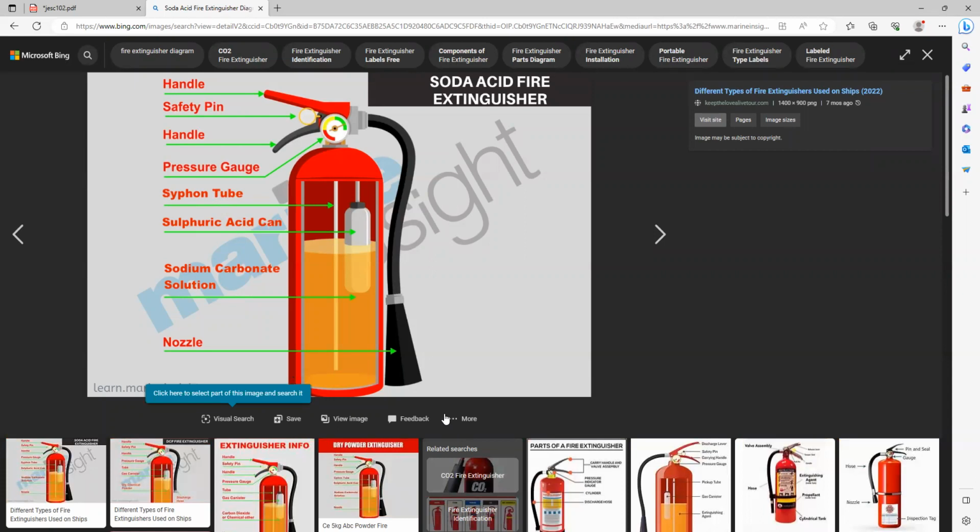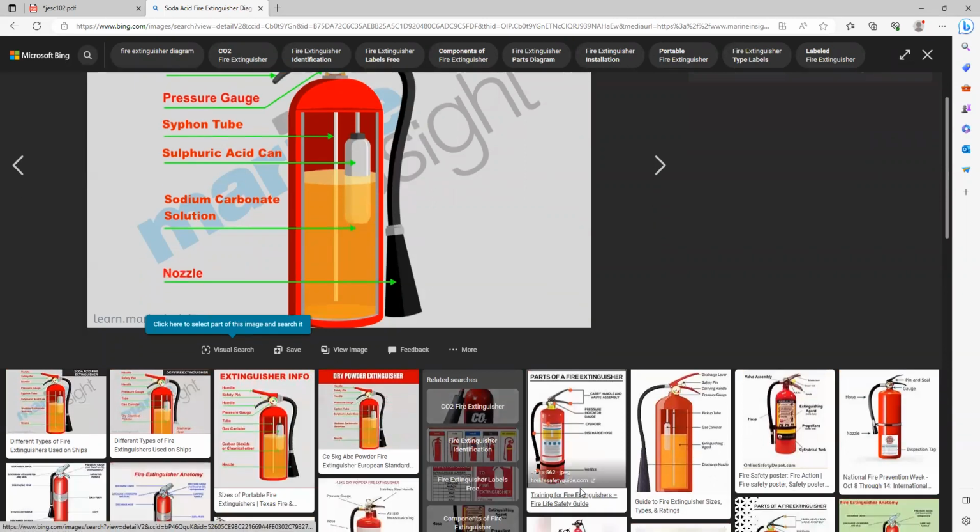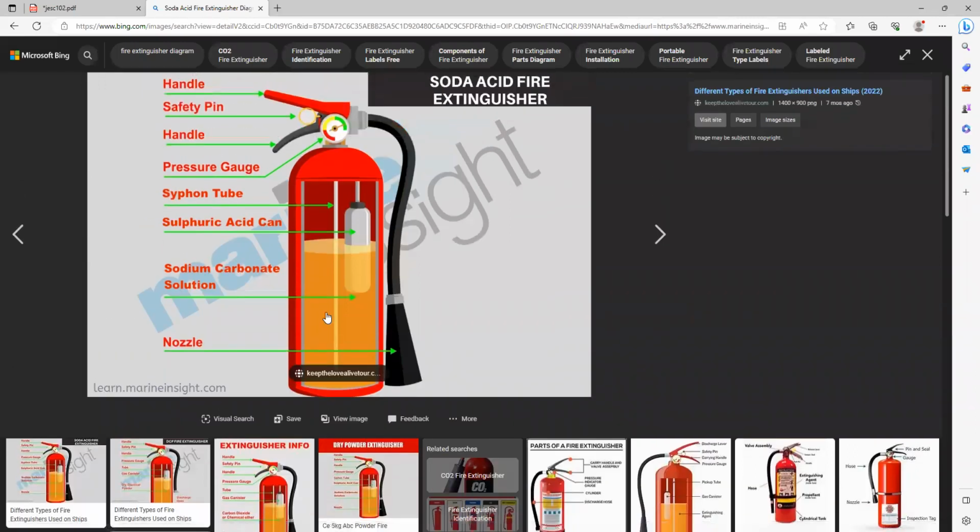Outside it looks like a single cylinder, but inside how many cylinders does it have? Inside, one inner cylinder is there. That inner cylinder contains what acid? Everybody check it here. Sulfuric acid. And the outside cylinder, what does it have? Sodium carbonate solution. Now, both are separated with glass. You can see that this sulfuric acid is stored in the glass tube.